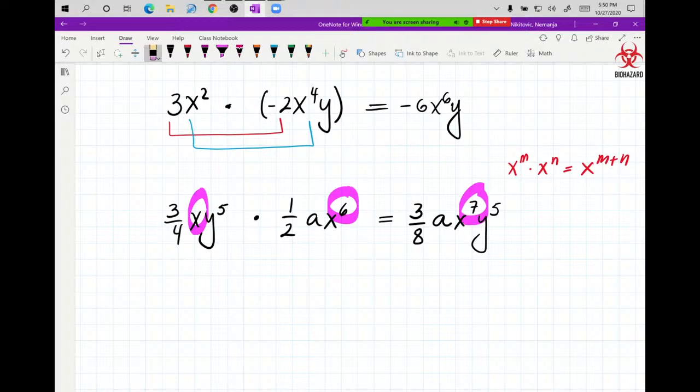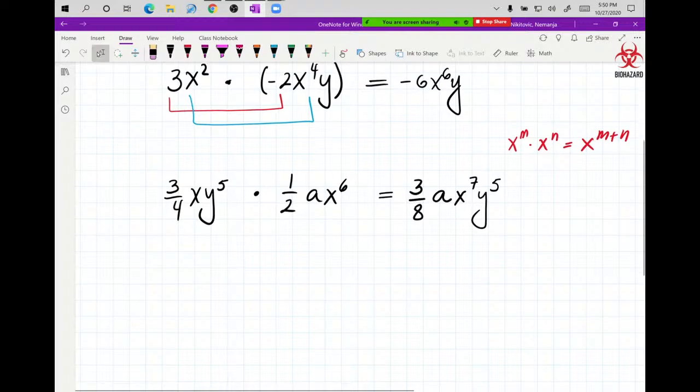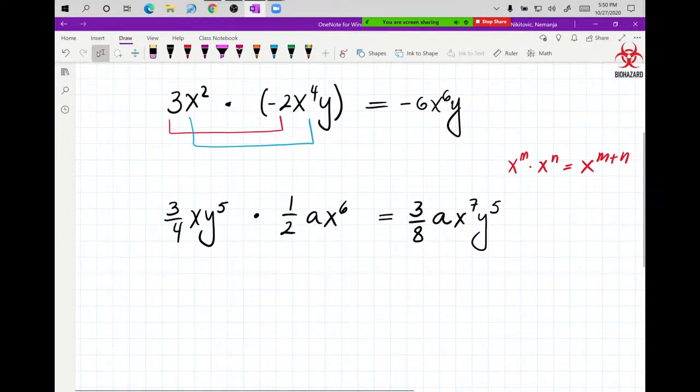Now, obviously, exponents of x do not impact a, do not impact y. It's just x's with x's, a's with a's, b's with b's, and so on. And so that was the basic multiplication. And again, I can say number times a number, and then variable part times the variable part.